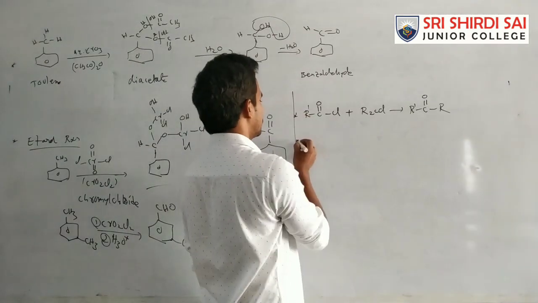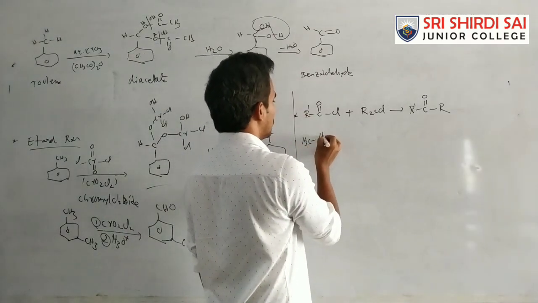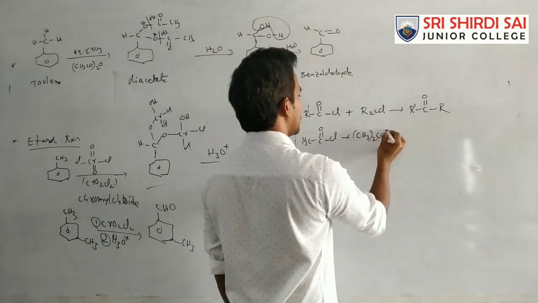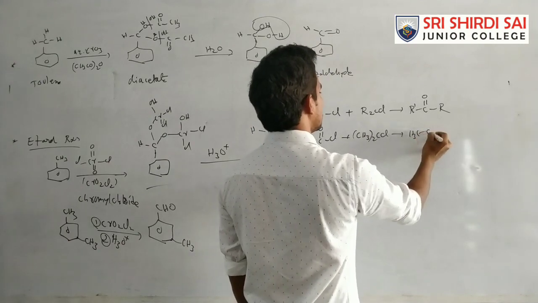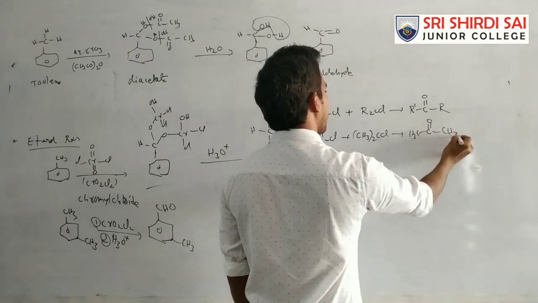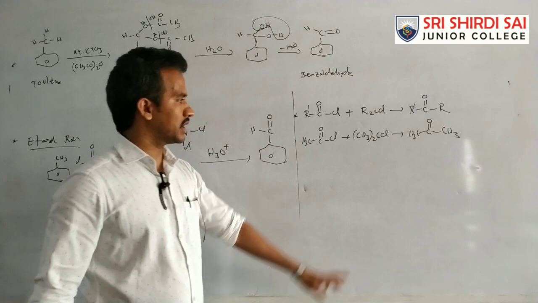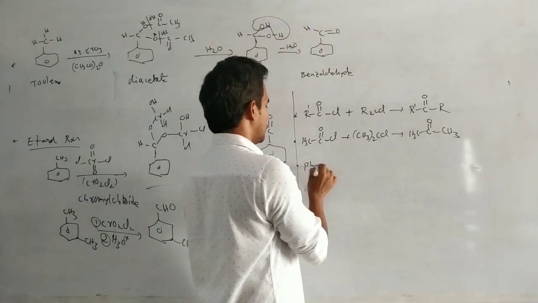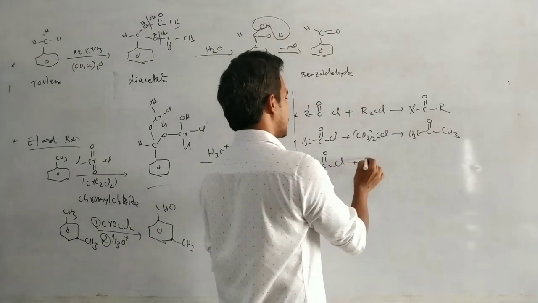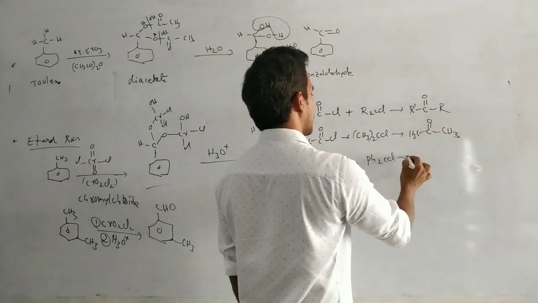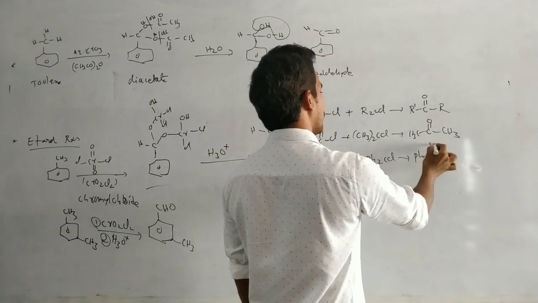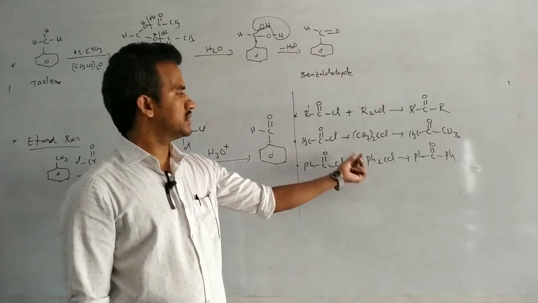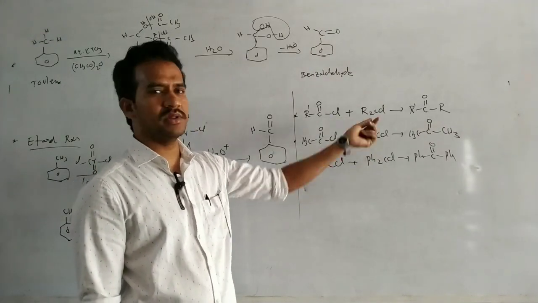Or suppose CH3C=O Cl, acetyl chloride, with (CH3)2Cd. Then the product is CH3C=O CH3. That's it. Acid halide, for example benzoyl chloride plus diphenyl cadmium, gives Ph–C=O–Ph. Just Cl replaced by the phenyl, Cl replaced by the methyl, Cl replaced by the alkyl.